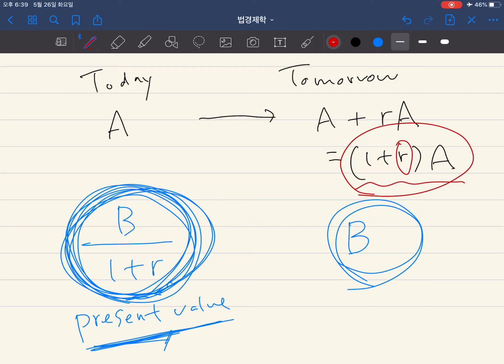So for example, B is $100. So this is $100 tomorrow. Then the present value of $100 tomorrow is gonna be maybe 95. So it's gonna be discounted through this term.